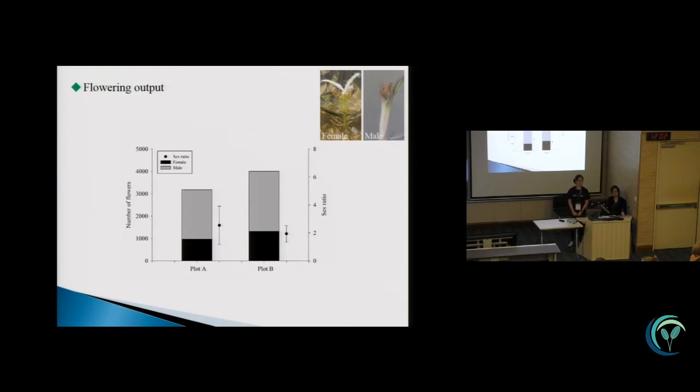It's very well done. I have a question for you. Do you have any replicates of the two plots for each type of meadow, fragmented and continuous? Just the two plots. Yeah, no replicates.